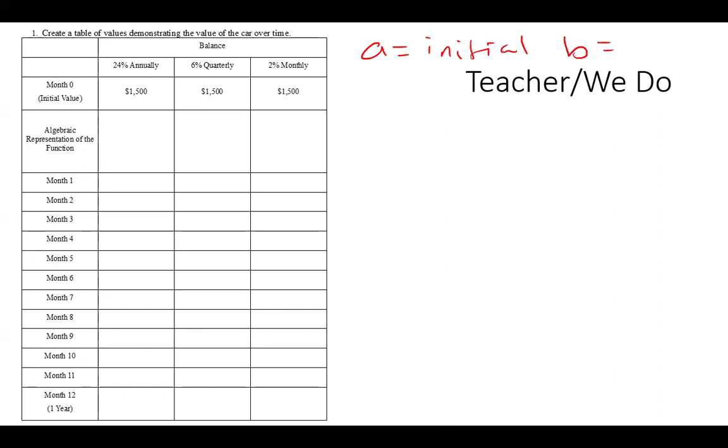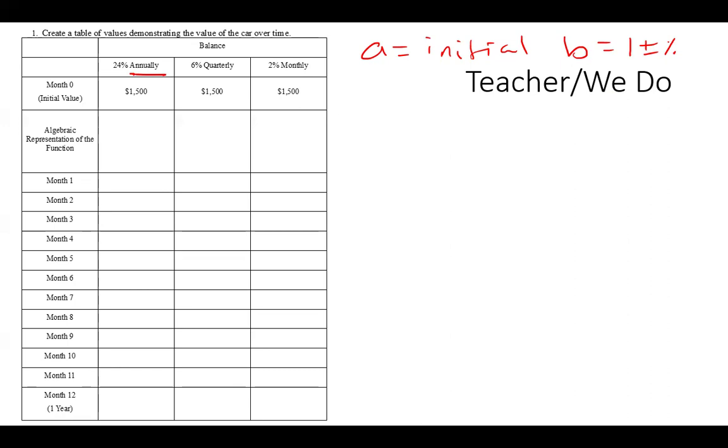And your B is always your value that is either 1 plus or minus that percent, right? Do y'all remember that? Yes. Okay, so for our first one here, it says that this is our annually, and we have our value.